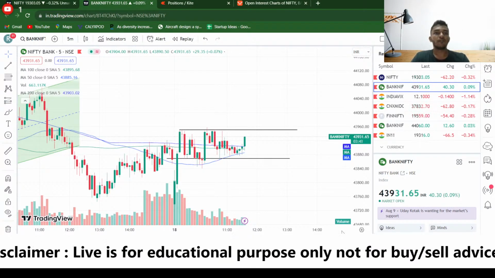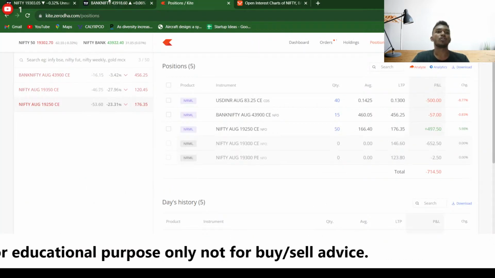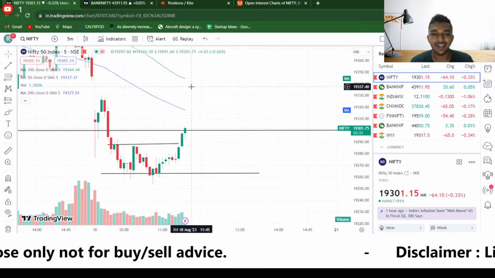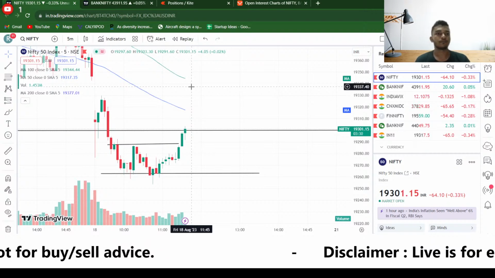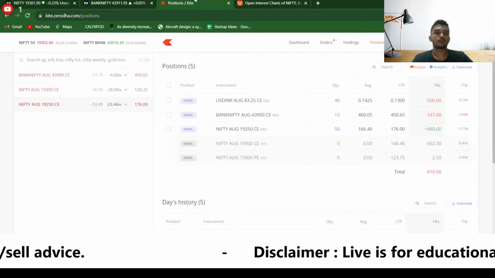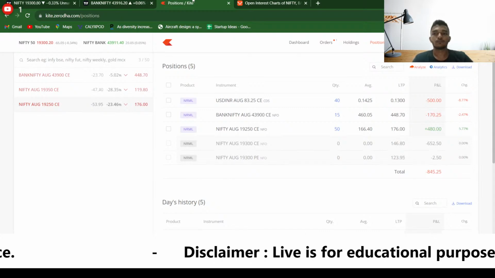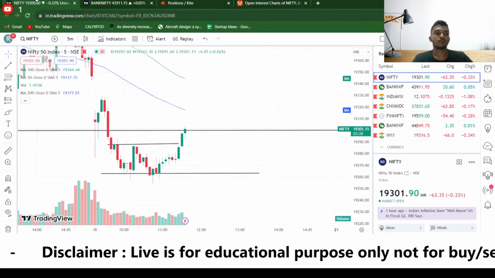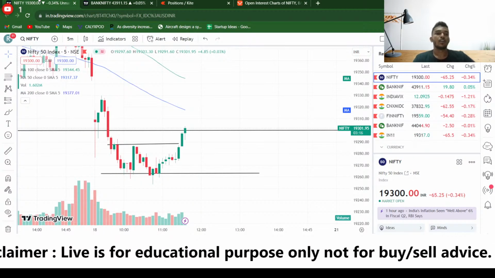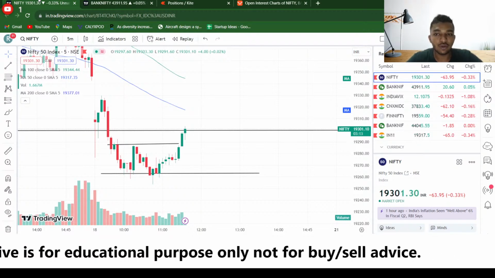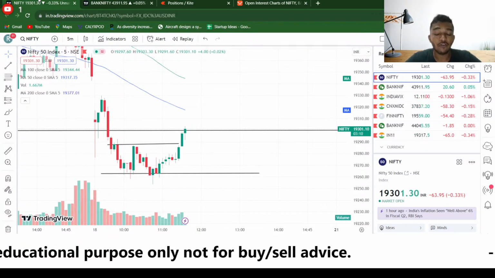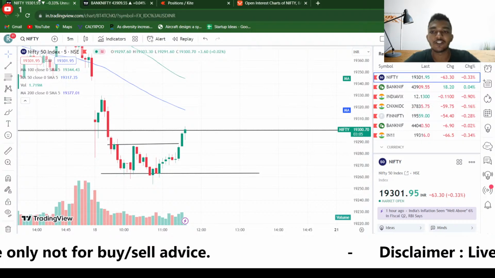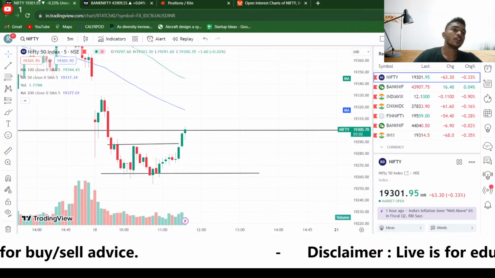Even the Bank Nifty is rising now, and Nifty has successfully crossed the 19,300 level. This is what we wanted for Nifty. Congrats, guys! Nifty has successfully breached. Nifty needs to end the last 3 minutes of the 5 minute candle above 19,300. Once it ends, we have successfully breached the 19,300 level on a 5 minute time frame.